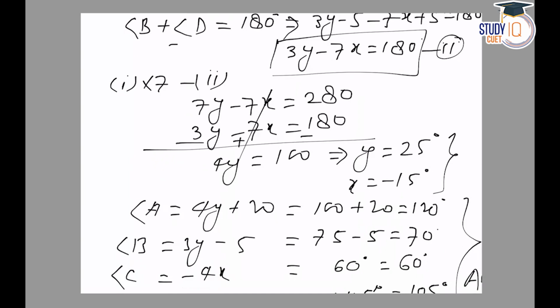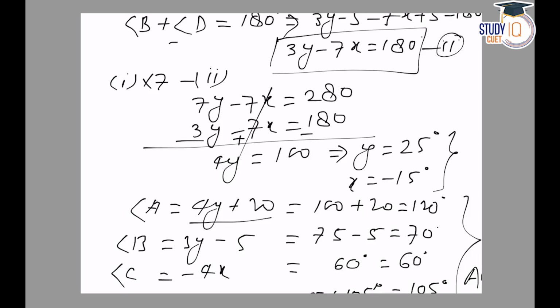So now put the values of x and y in the respective angles to get angles A, B, C and D. So angle A will be 4y plus 20, that is 4 into 25, 100 plus 20, that is 120, and angle B is 3y minus 5. So 25 into 3, 75 minus 5, that is angle B equals 70 degrees. Angle C is minus 4x degrees. So minus 4 into minus 15 is 60 degrees.